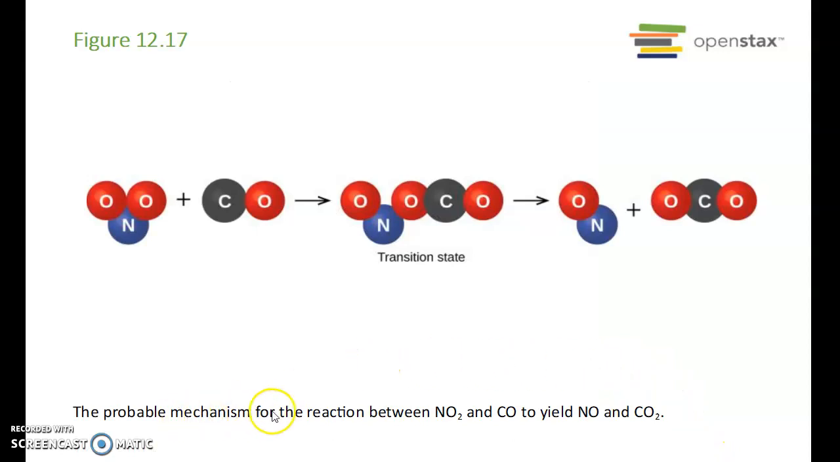So the probable mechanism for a reaction between NO2 and carbon monoxide, it means that you would probably have this sort of a transition state here, okay, so that you are left with this and this, NO and carbon dioxide. So this is a probable mechanism, and this is how chemists think of these things in terms of how these must interact for this to take place.